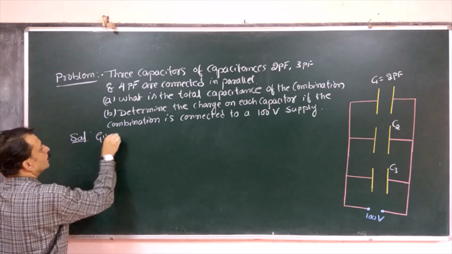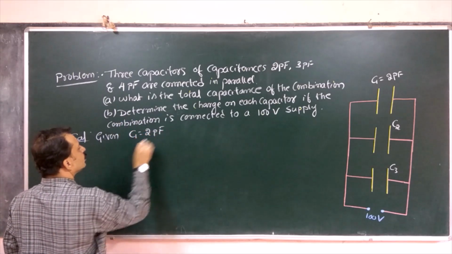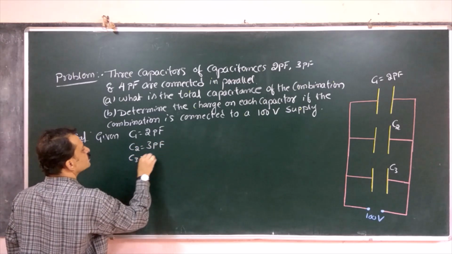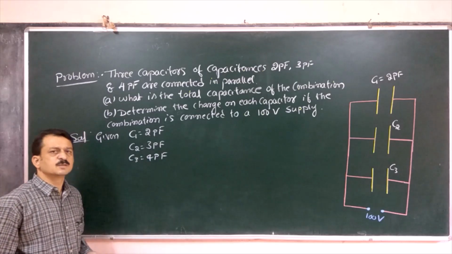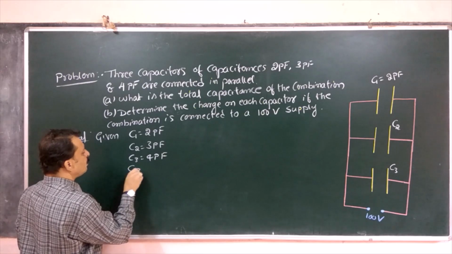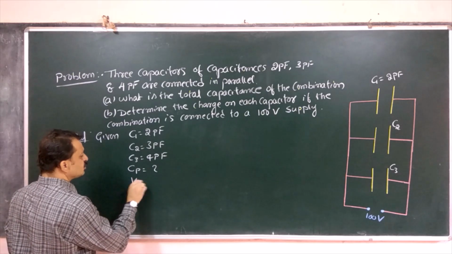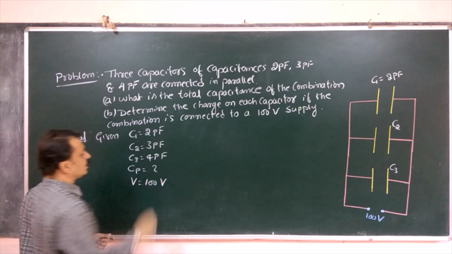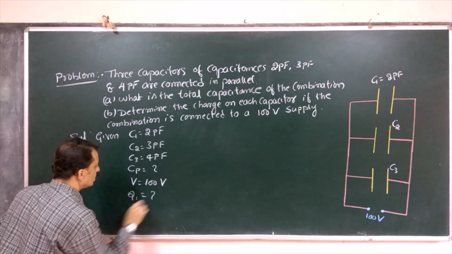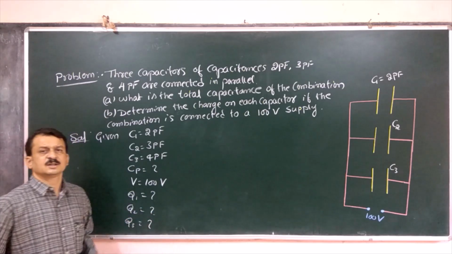Given, C1 is equal to 2 picofarad, C2 is 3 picofarad, C3 is 4 picofarad. Pico means it is 10 to the power of minus 12. What we need to find is Cp, the effective capacitance in parallel combination. Now a potential of 100 volt is applied. When 100 volt is applied, what is the charge on each capacitor? We need to find out Q1, Q2 and Q3.